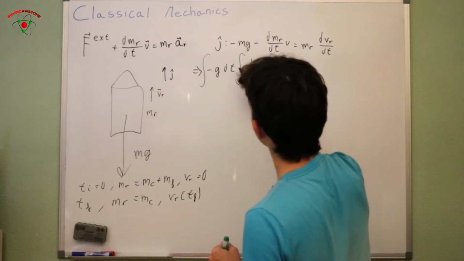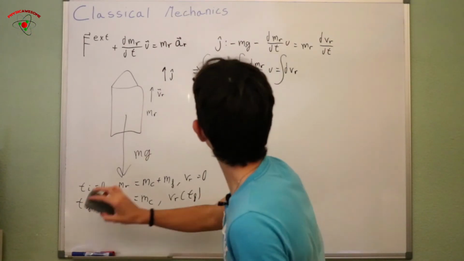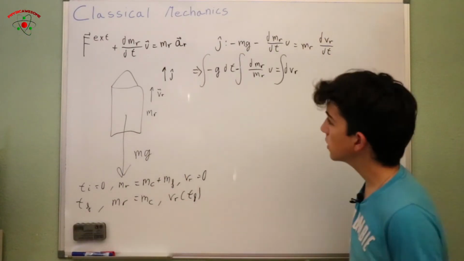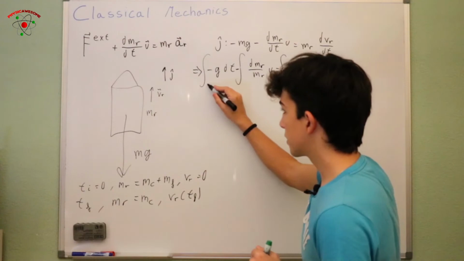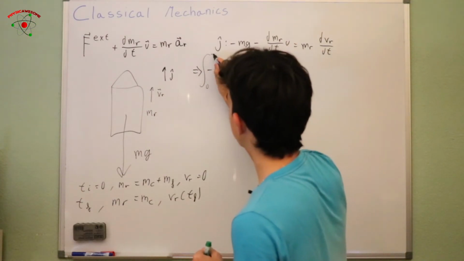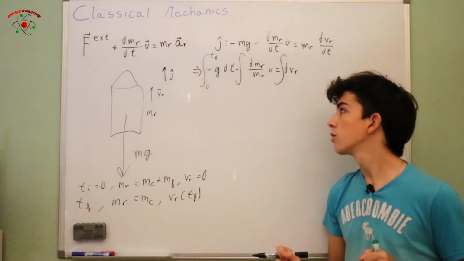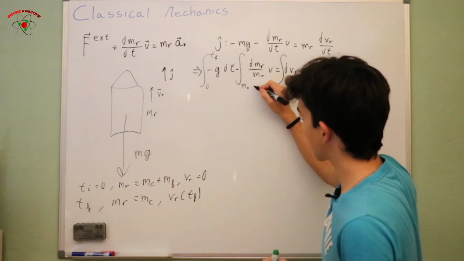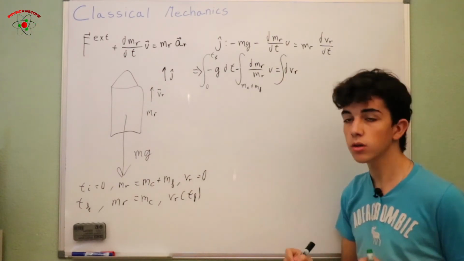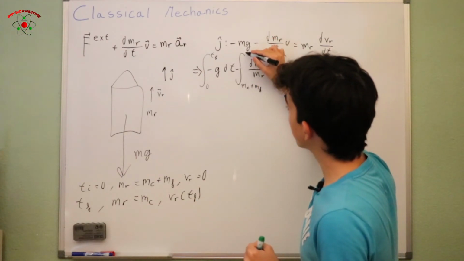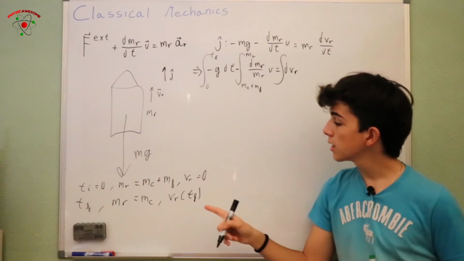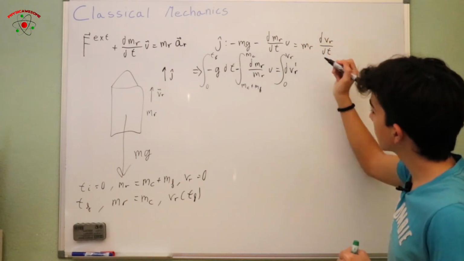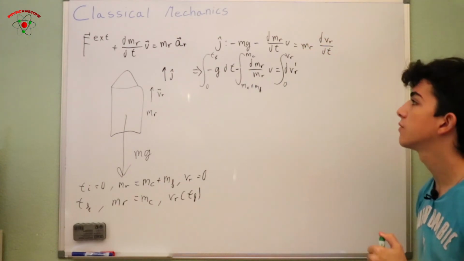Let's put this as a plus, and let's put the minus in here so that everything is clearer. And we are going to take this from time equals 0 to time equals tf, as we said before. We are going to take the mass from being the initial mc plus mf, mass of the fuel, to be the mass of the container only. That's the final mass. And we are going to take our velocity to be from 0 to final. Let's prime that to differentiate between the different variables.